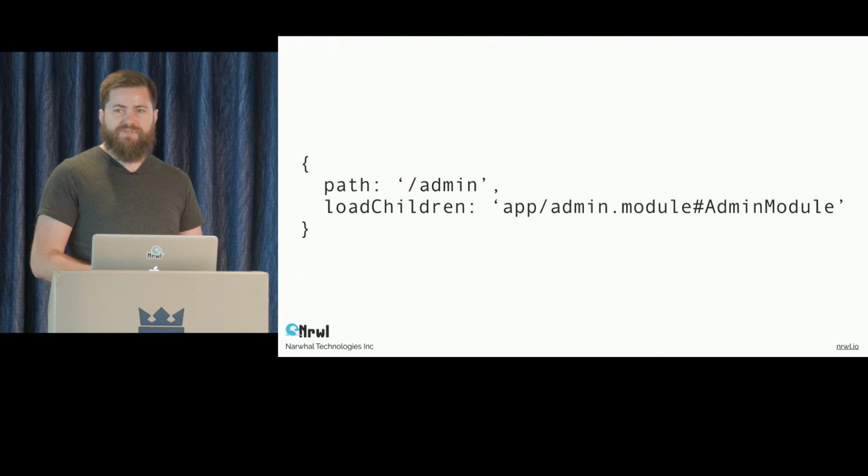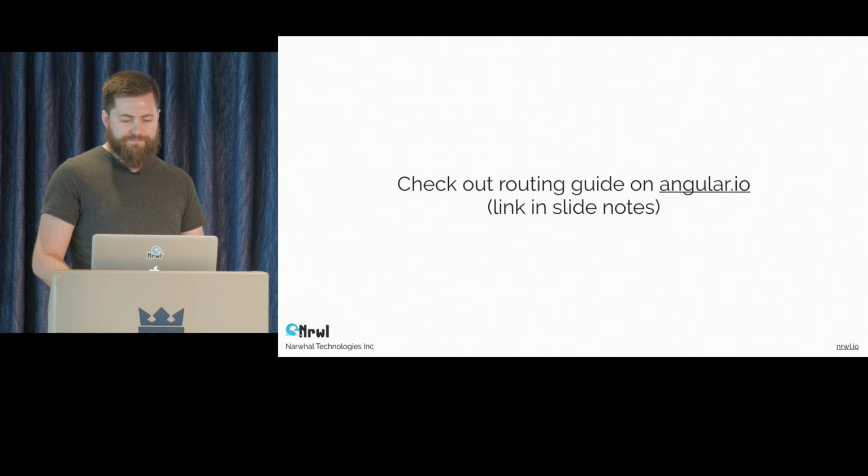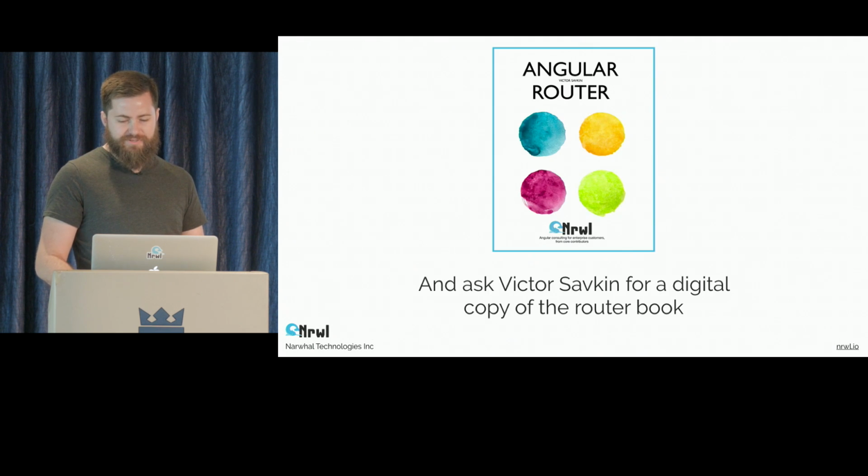There are also optimizations that you can use to preload modules. So after the app's bootstrapped and the user's using it, it can, in the background, start loading the other modules that the user might need, so that when they do navigate to them, it's already in memory. It's pretty fast to open the new route. So there's a nice guide on Angular.io that talks about how to do lazy loading. And Victor has written a book about the Angular Router that goes into some detail about this, and a lot of detail about the router.